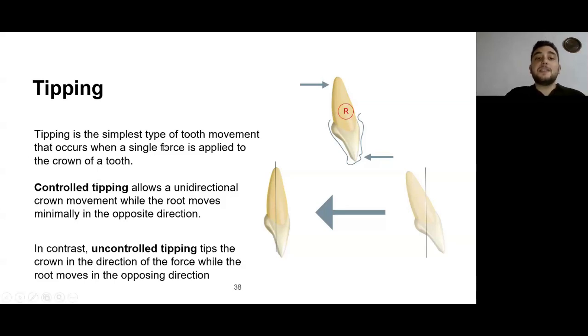So tipping is the simplest type of tooth movement that occurs when a single force is applied to the crown of a tooth. And what we always aim to reach is controlled tipping, which allows a unidirectional crown movement while the root moves minimally in the opposite direction. In contrast, uncontrolled tipping, which we try to avoid unless it is favorable for our treatment goals, tips the crown in the direction of the force while the root moves in the opposite direction.